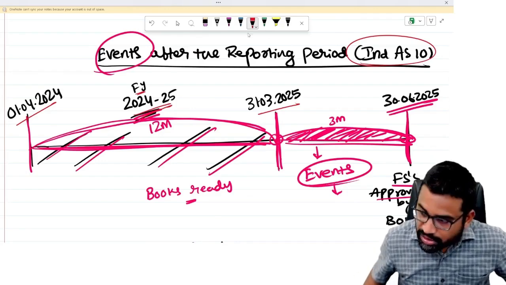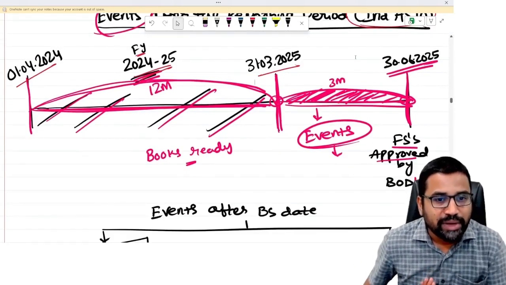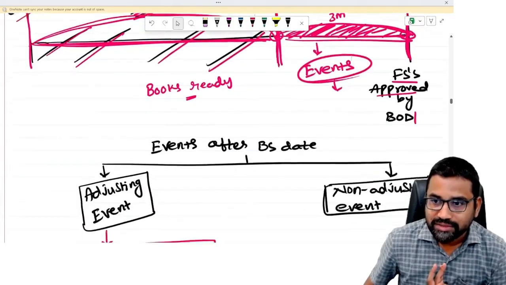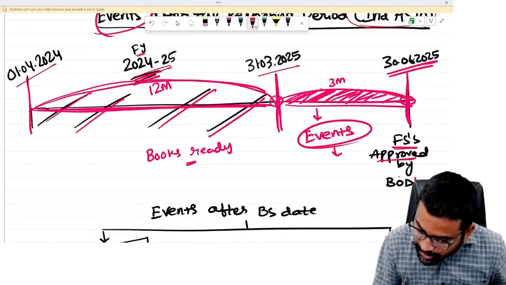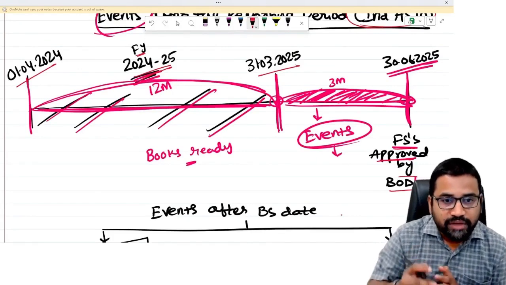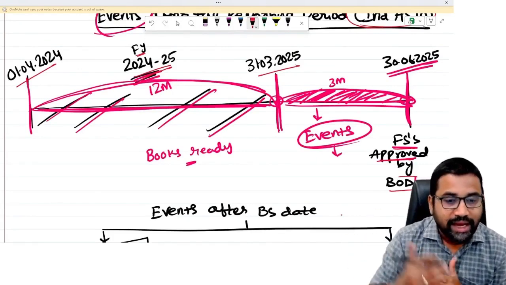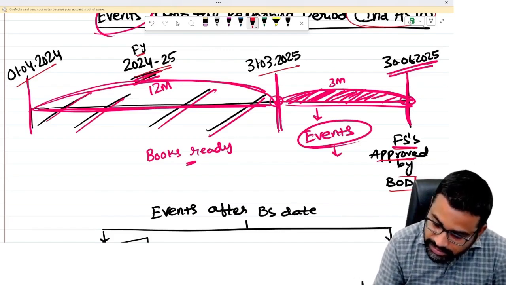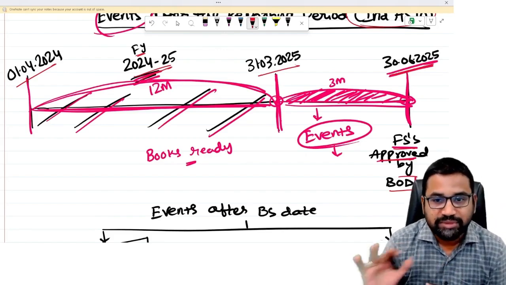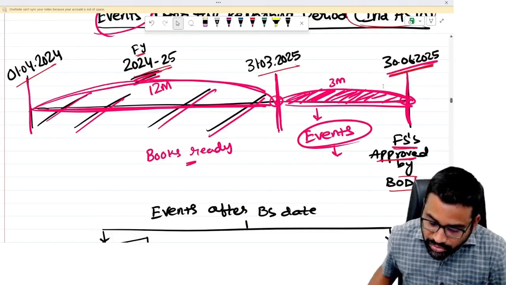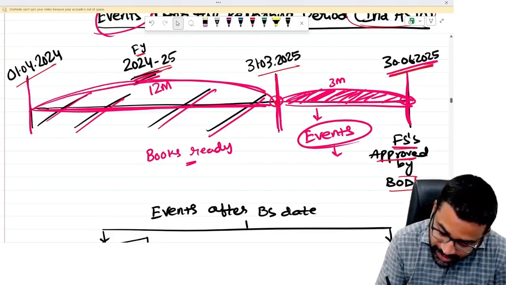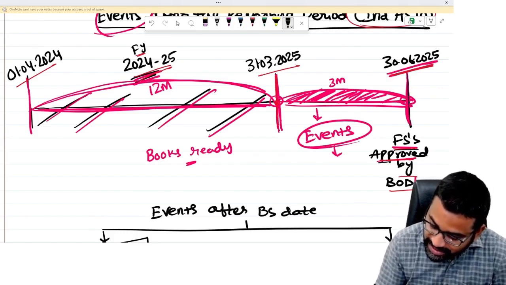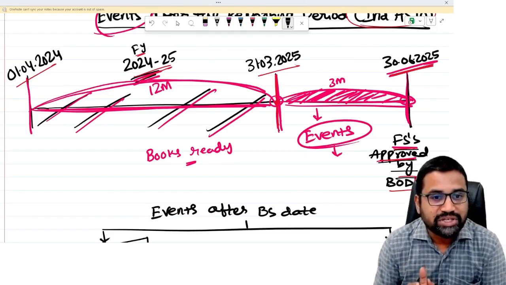The books are ready. Now, once the books are ready, the financial statements will be prepared. Once the financial statements are prepared, then they will be approved by the board of directors, right? So financial statements are approved by BOD, the board of directors. After books are ready, financial statements will be prepared, and after that the board of directors will approve them. Suppose on 30th June 2025, the financial statements are approved by the board of directors. Now see, the year end is 31st March 2025 and 30th June 2025 is the date on which the financial statements are approved by the board of directors.